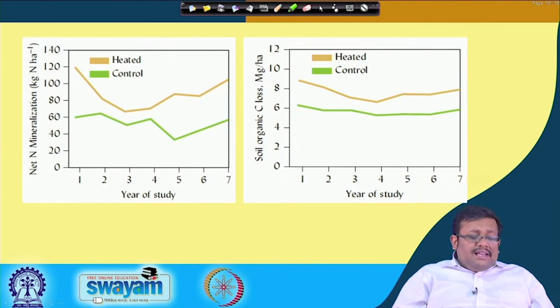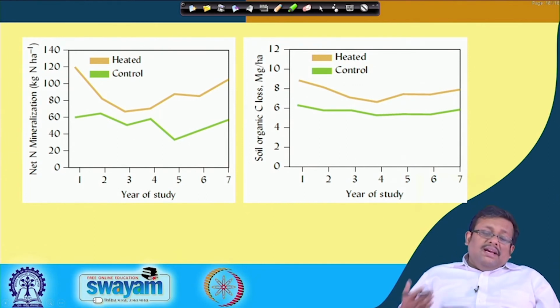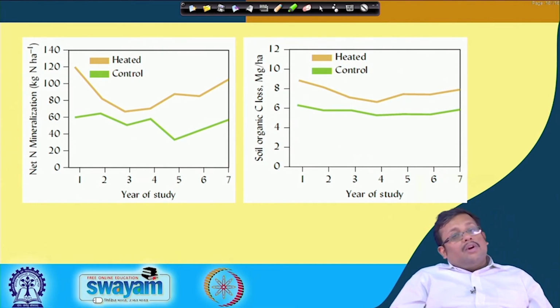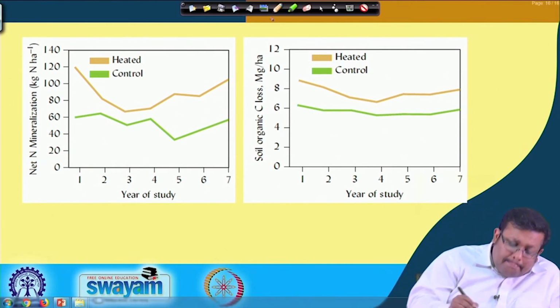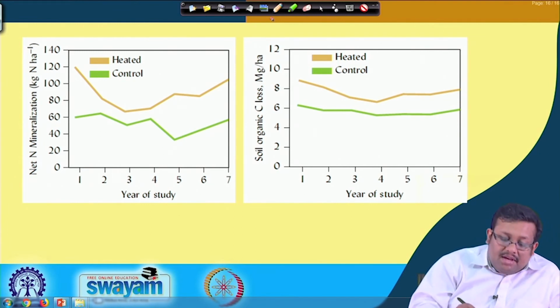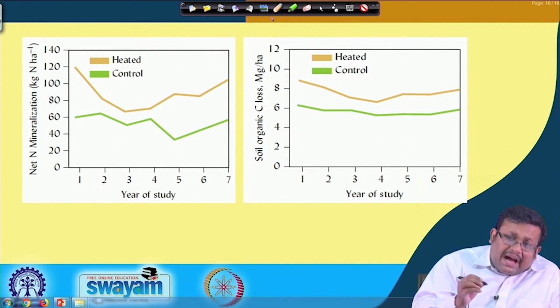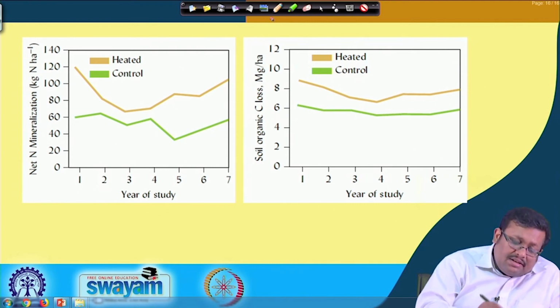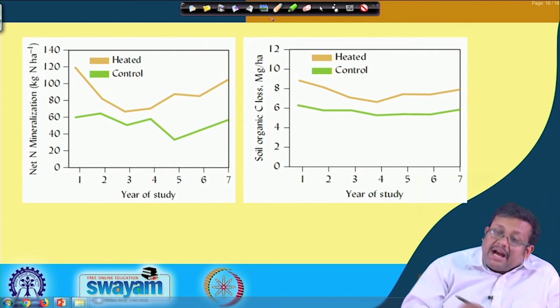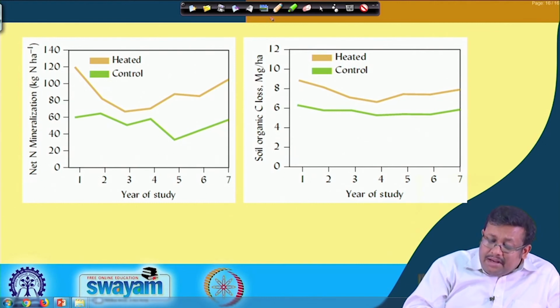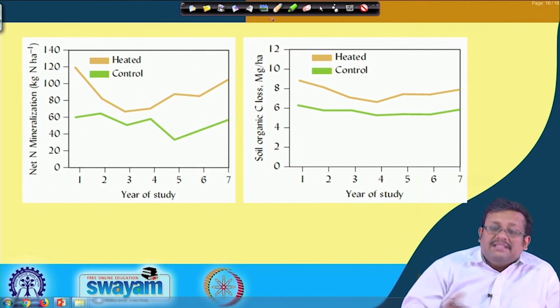So, you will see the effect of temperature on net nitrogen mineralization and soil organic carbon losses. If you look at this slide, it is clear that at any given point of time, the higher the temperature, obviously the net nitrogen mineralization rate is higher. The same thing is true also for soil organic carbon loss. So, that is how soil temperature affects not only the nitrogen dynamics, but also the carbon dynamics in the soil, as well as their movement from soil to atmosphere.